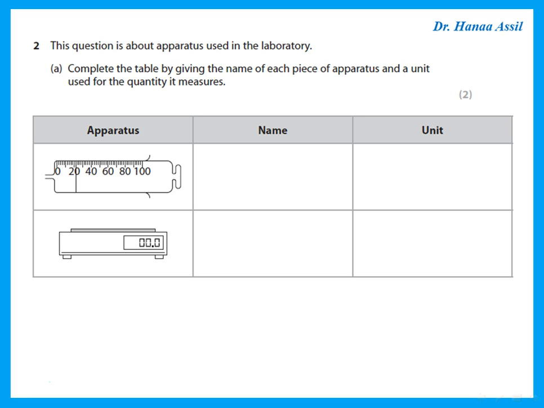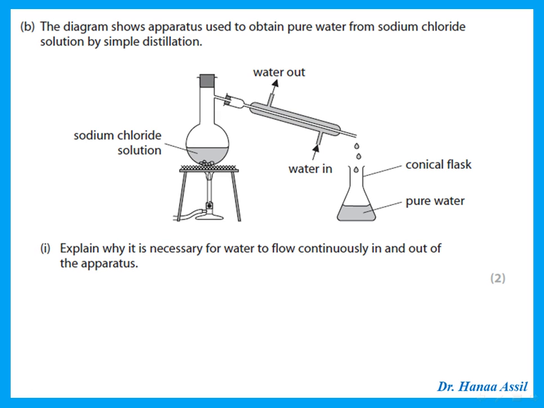This question is about apparatus. Complete the table by giving the name of each piece of apparatus and a unit used for the quantity it measures. What is that first apparatus? You should know that that first apparatus is a gas syringe. It is used to measure volume of gases in centimeter cubed. So that's the unit. Now, what's that other one? The other one is a balance, and it determines the masses in gram.